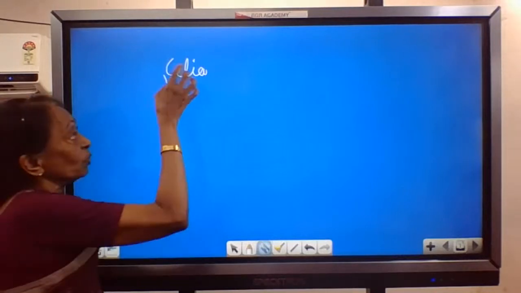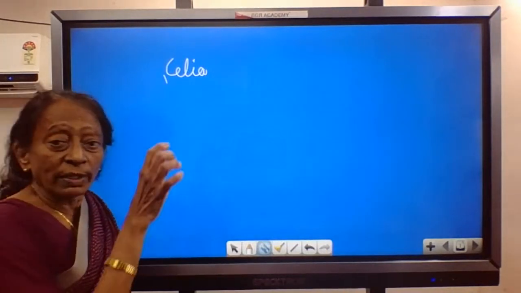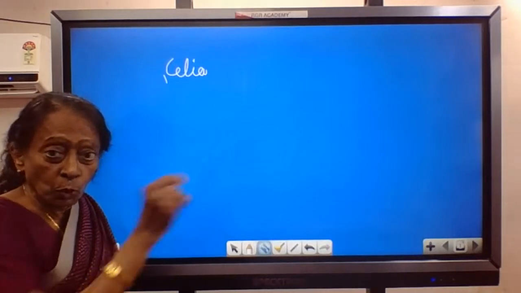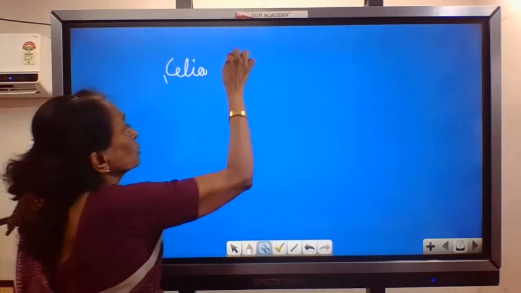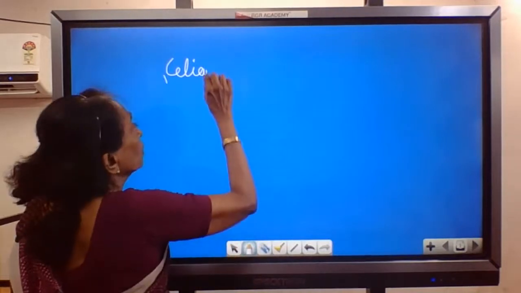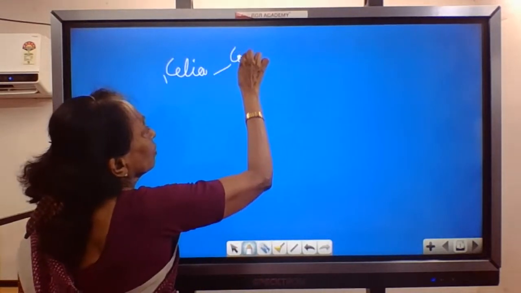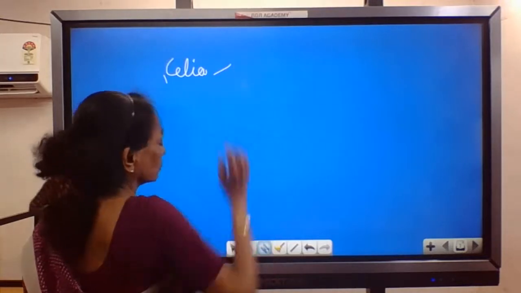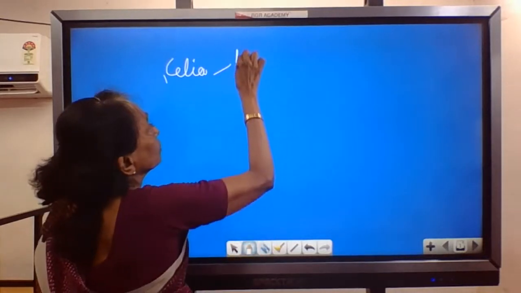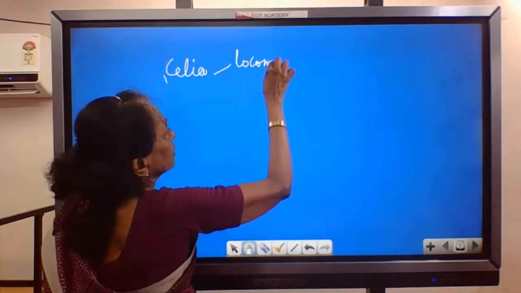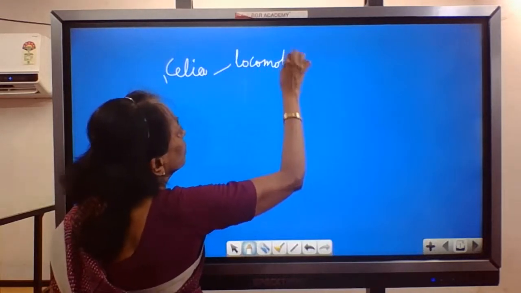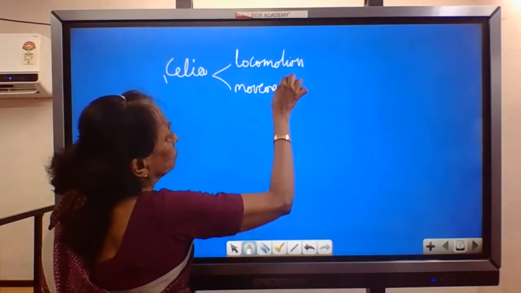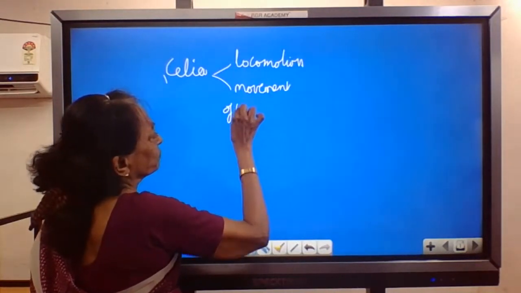Now, ciliary movement. What is the movement produced by cilia? It's a locomotive organ of movement. So this can produce locomotion, as well as movement of curvature.